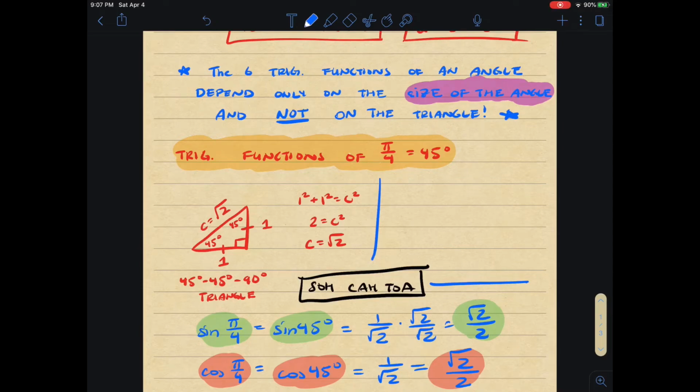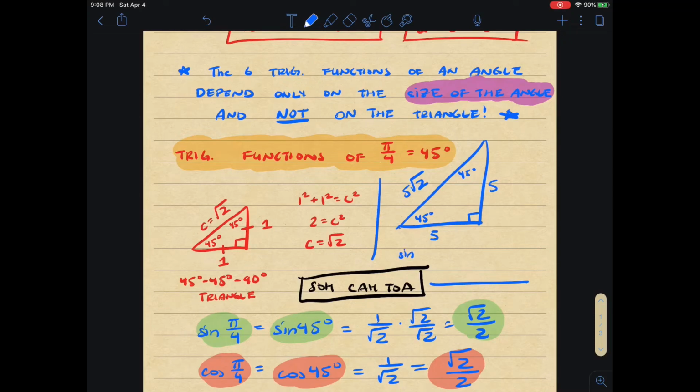And so what this means is that it doesn't matter how big or how small the triangle is. The value of the trig function at an angle will depend only on the size of the angle itself. So you can have a much bigger triangle that's also a 45, 45, 90. Or the side lengths can be like 5, 5. If you use Pythagorean theorem, you'll get 5 radical 2.